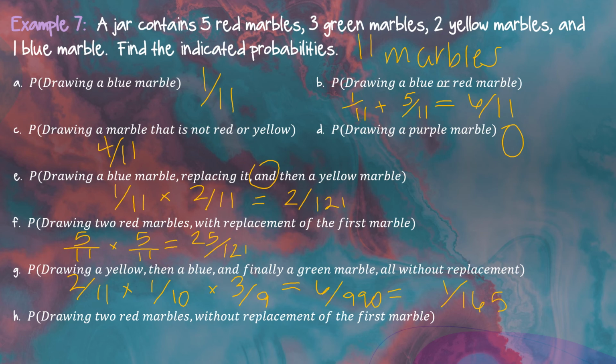All right, drawing 2 red marbles without replacement of the first one. So we pick a red marble, which is 5 out of 11. We keep that red marble out. So now there's only 4 red marbles left out of 10 marbles. So 20 out of 110, and then divide those both by 10, so 2 out of 11.